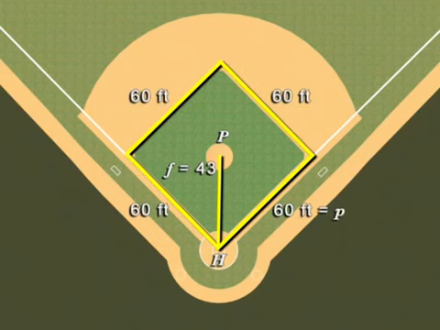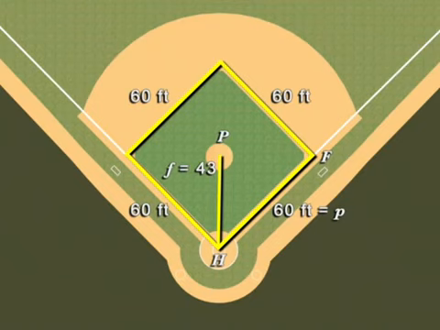So here I've drawn a softball field, and notice that it's a square, 60 feet on a side, and the pitcher's mound's there in the middle, and it's 43 feet away from home plate. So I'm going to label the pitcher's mound P, home plate H, and first base F. And the distance from first base to home plate is, of course, 60 feet.